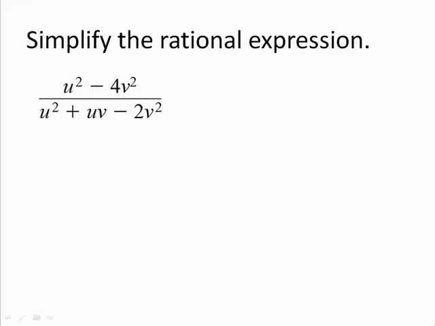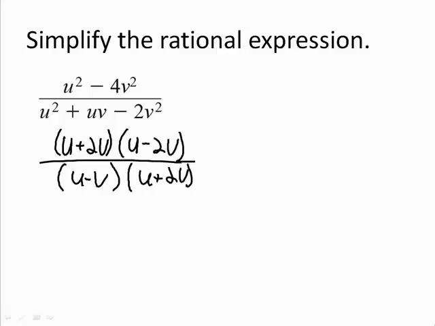Simplify the rational expression. u squared minus 4v squared divided by the quantity u squared plus uv minus 2v squared. The numerator factors into u plus 2v and u minus 2v, and the denominator factors into u plus 2v and u minus v. The u plus 2v in the numerator and denominator cancel out. You are left with u minus 2v divided by u minus v.